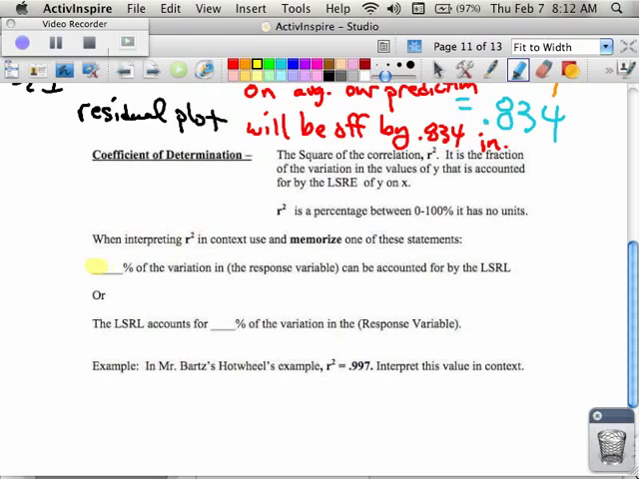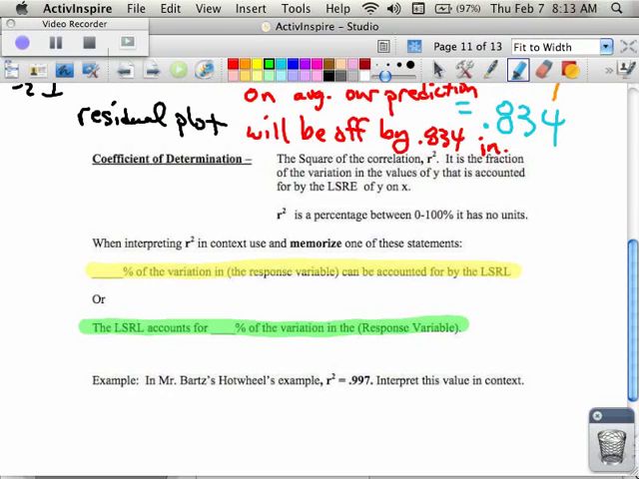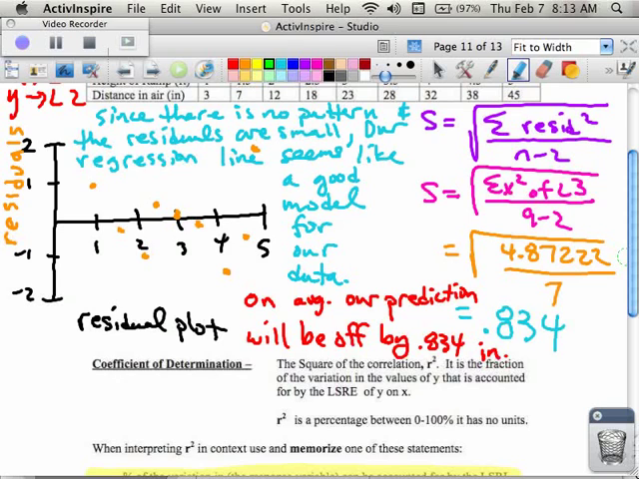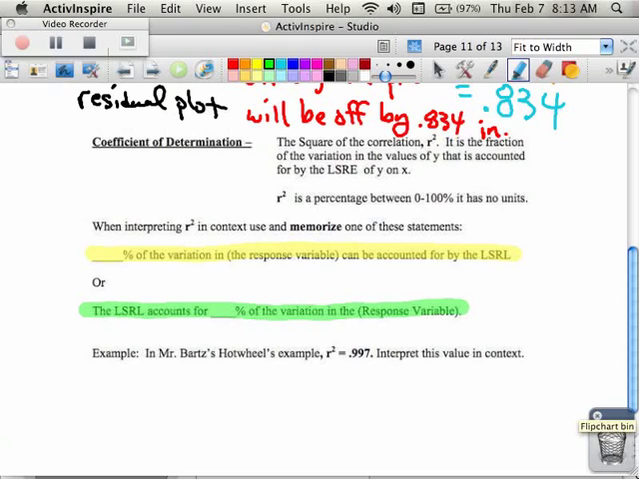You would say blank percent of the variation in whatever the y thing is, or your response, can be accounted for by the least squares regression line. Or you could say something like the least squares regression line accounts for blank percent of the variation in whatever the y is. So in our case up above, that was the distance traveled in inches, I think, right? Distance in air. So let me show you how that works on our calculator, just as an example.